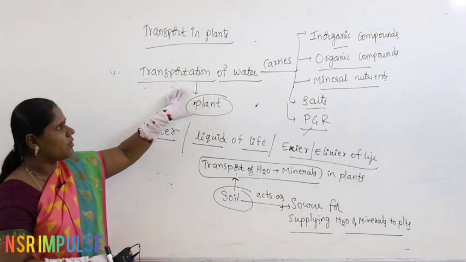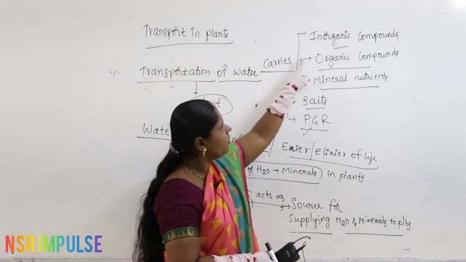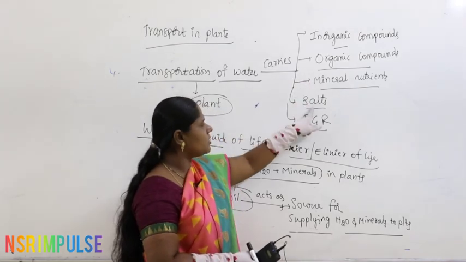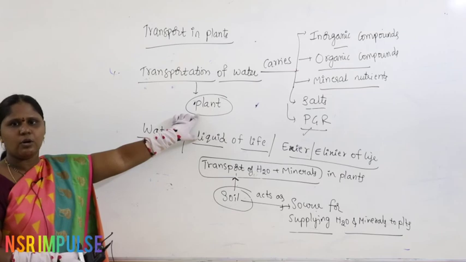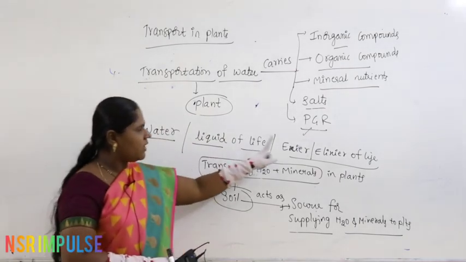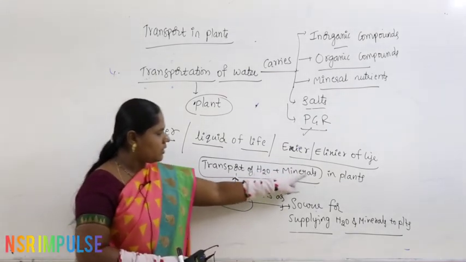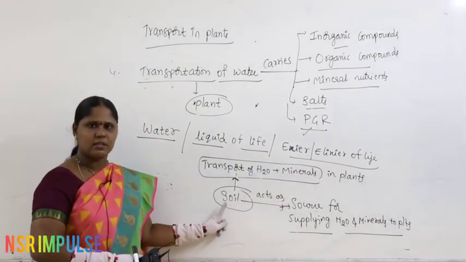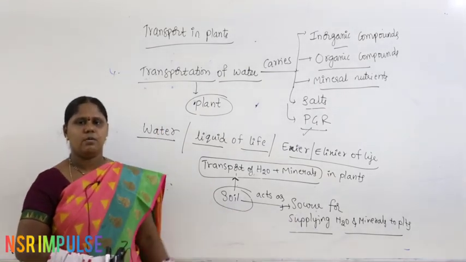So, what do we have to talk about in the entire lesson? Transportation of water, which carries inorganic compounds, organic compounds, mineral nutrients, salts and plant growth regulators. That water transport occurs within the plant. Water is called the liquid of life, or elixir of life. Transportation of water and minerals in plants is supplied by the soil. Soil acts as a source for supply of all the compounds.